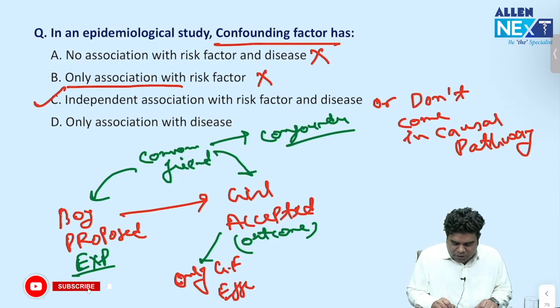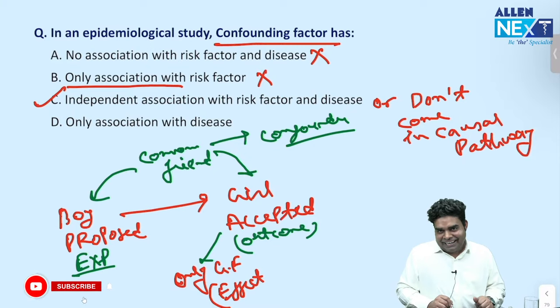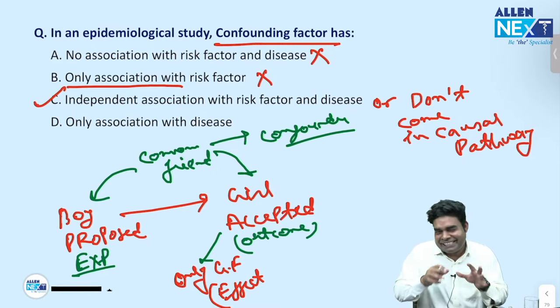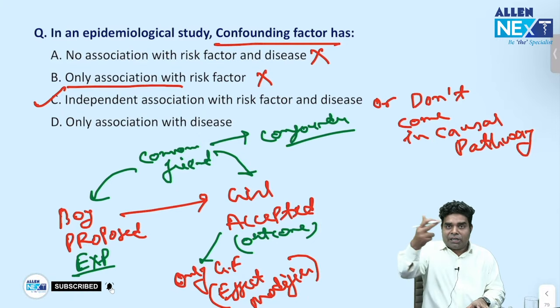And she will say something to the girl like, hey, look, I saw him walking with another girl. And you also walk with another boy, so you will be good together. Like that, she will say something. So that is the effect modifier, only related to outcome.